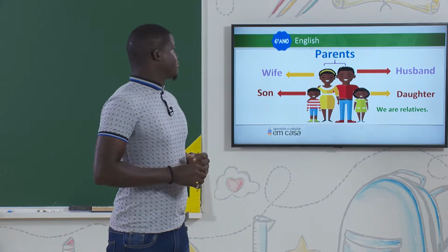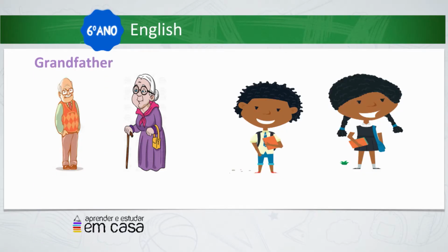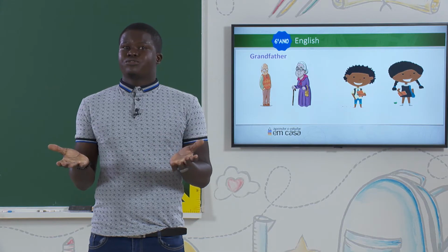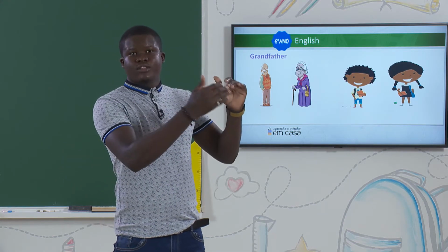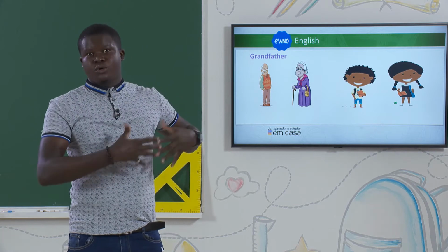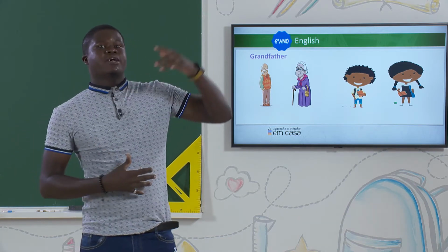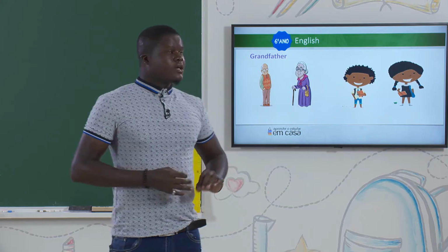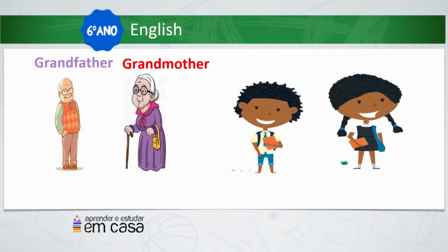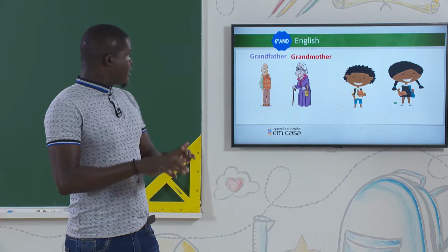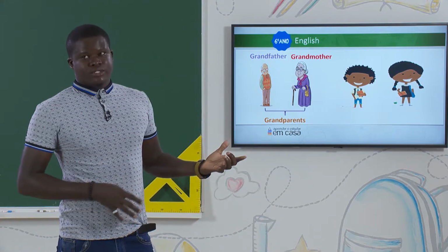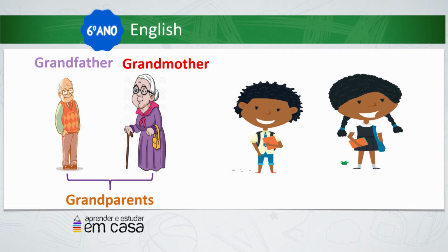Let's see the next ones. Next, we have the grandfather. Who is the grandfather? The grandfather is the father of my father, for example, or the father of my mother. So he is my grandfather, okay? And then we have the grandmother, which is the mother of my father or mother of my mother. So she becomes my grandmother, okay? And together they are called grandparents. Like we have parents, we also have grandparents, okay?